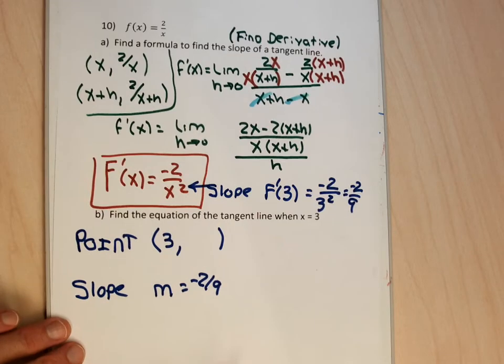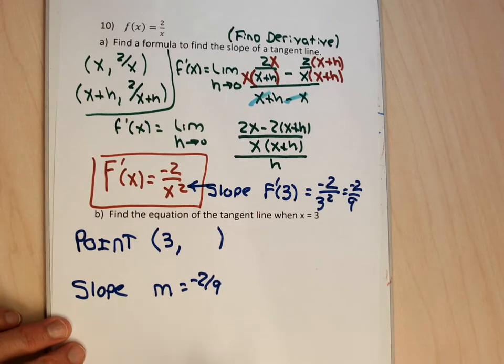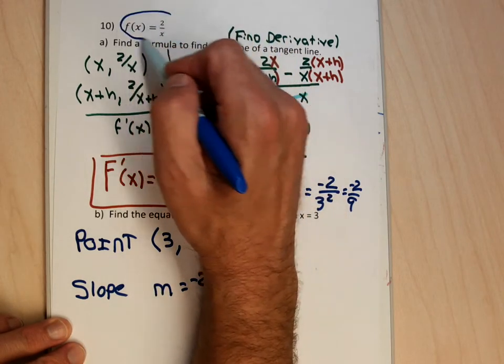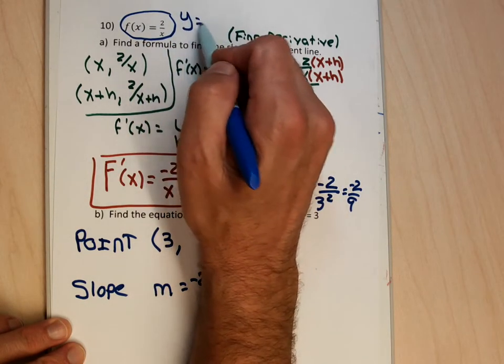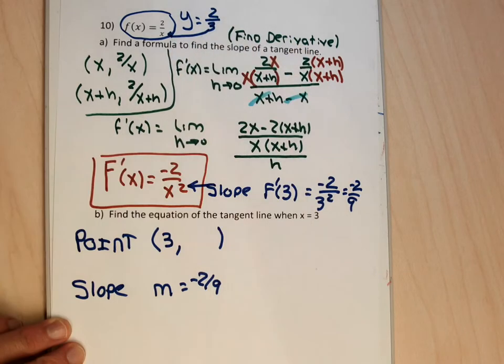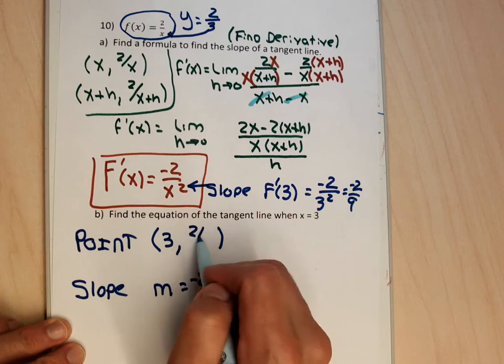I also need a point. I get y-coordinates of points by using the original function. So I'm going to get the y-coordinate of the point. I'm going to say y equals, and I'm going to get that y by plugging in 3 for the x, and that's going to give me 2/3.